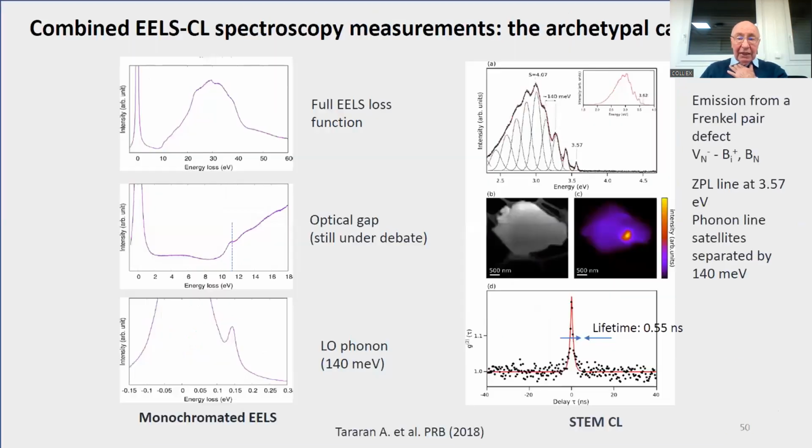Okay, so this summarizes what we can do now with cathodoluminescence in different cases, and just a couple of examples on an archetypal type to show what we can do. This is hexagonal boron nitride. We can record simultaneously the full electron energy loss function, major plasmon at 30 eV, a gap there at about 10 eV, and the phonon at about 140 eV. This is by monochromated EELS. And by STEM cathodoluminescence, you have the spectrum there of the line attributed to the Frenkel defect, with all the satellites of the excitation of phonons together. This is the map, and this is the lifetime.